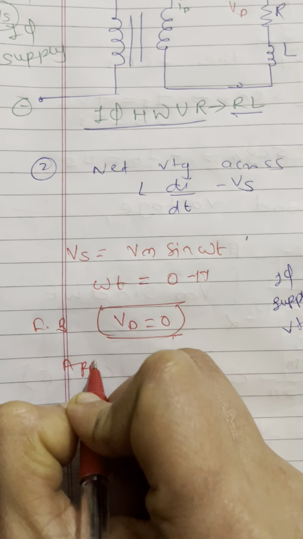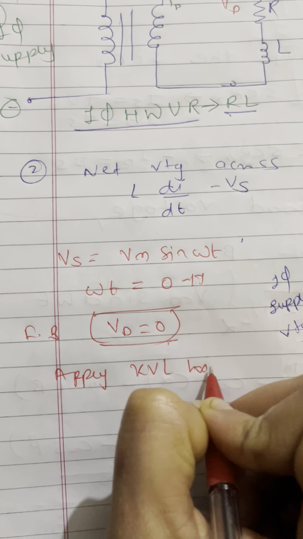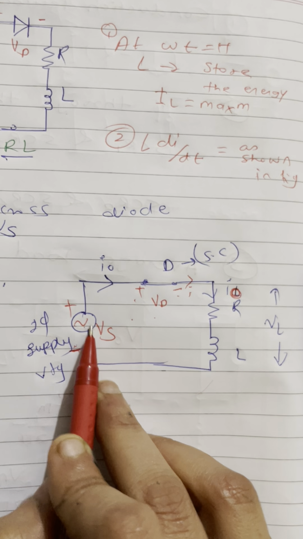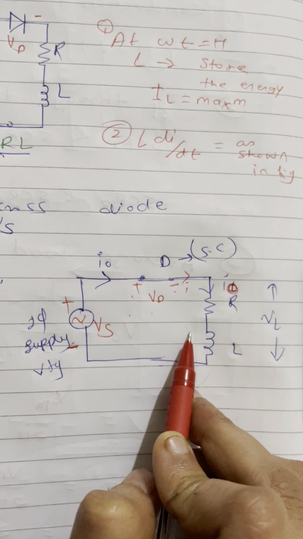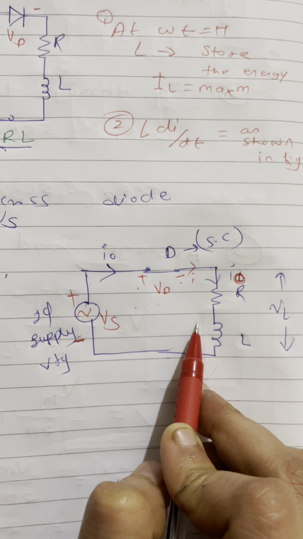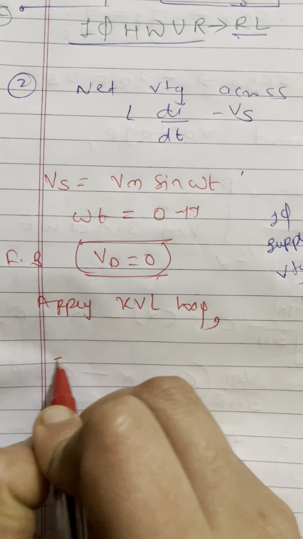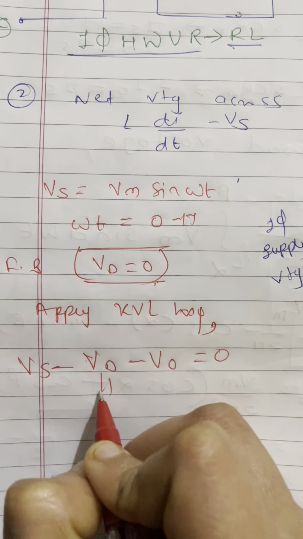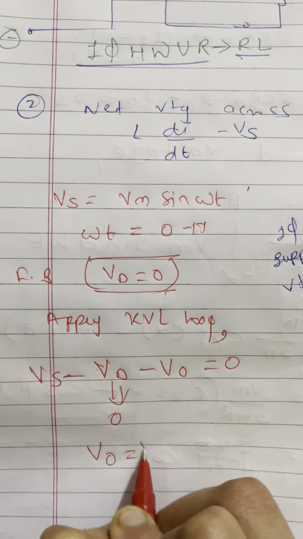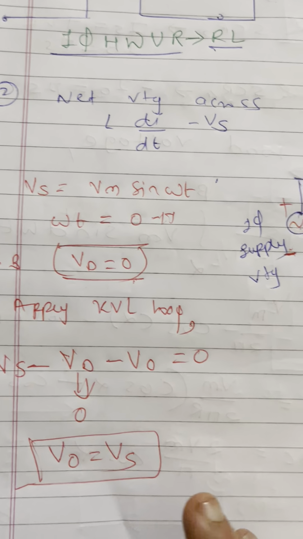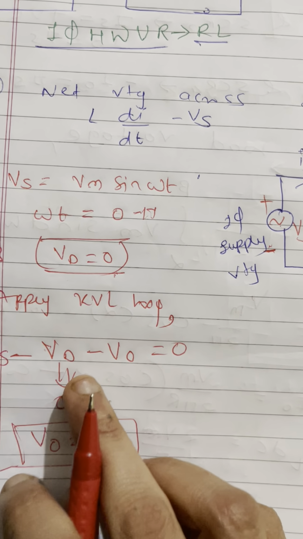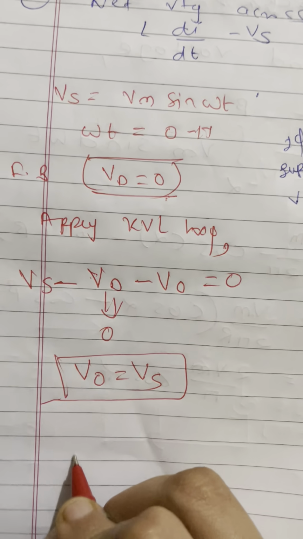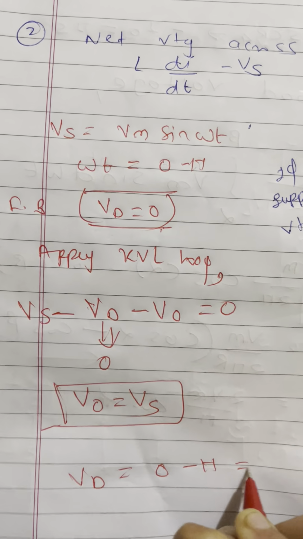Apply the KVL loop. From this circuit diagram, Vs minus Vd minus V0 equals 0. Since Vd is already 0, we get V0 equals Vs, that means the output voltage is equal to Vs. So the load voltage is equal to the supply voltage and the diode voltage is equal to 0, Vd equals 0 from 0 to pi.